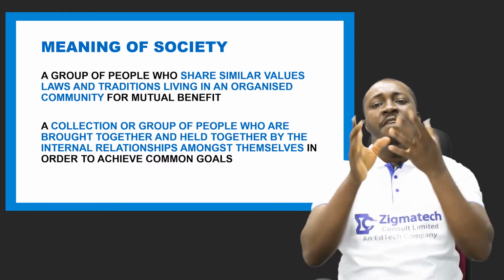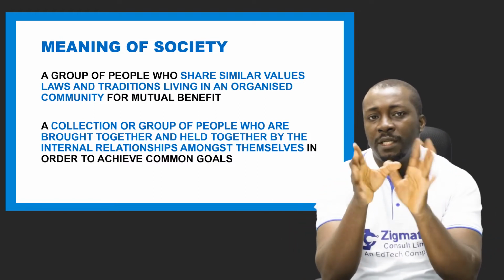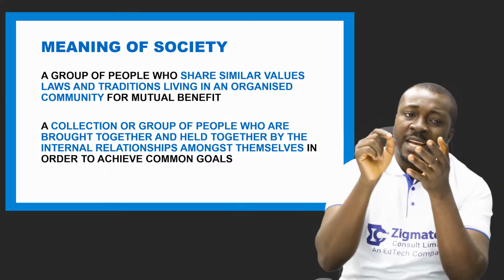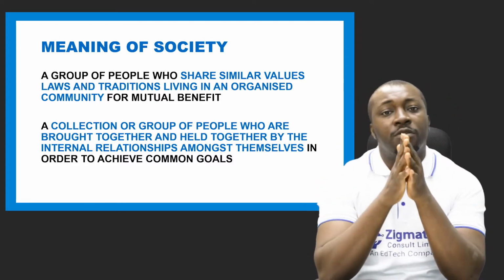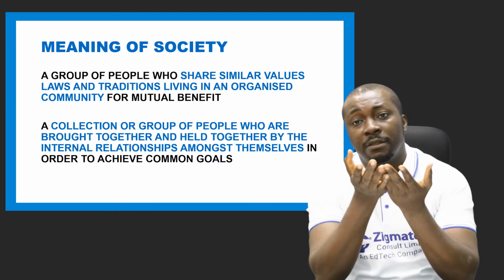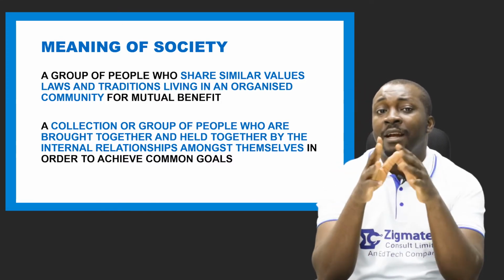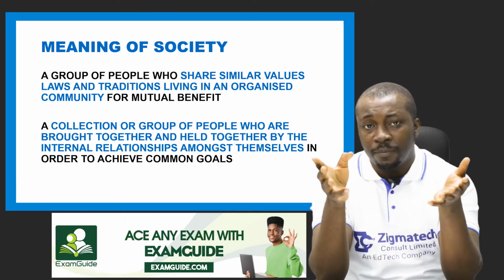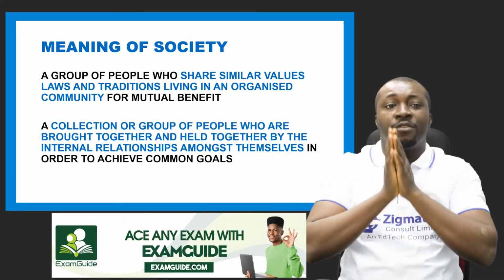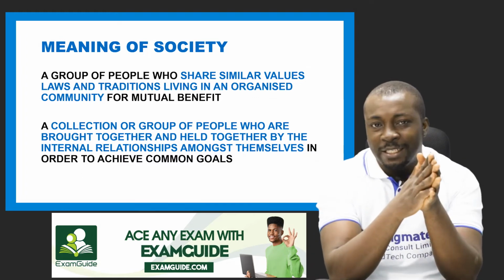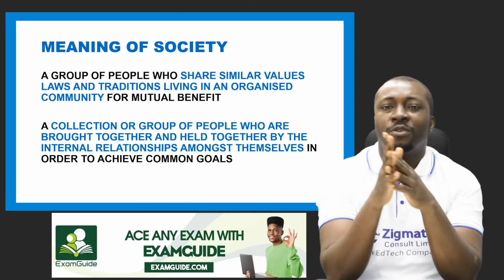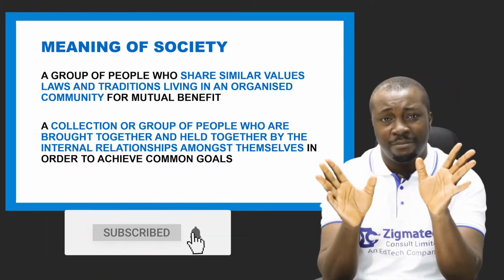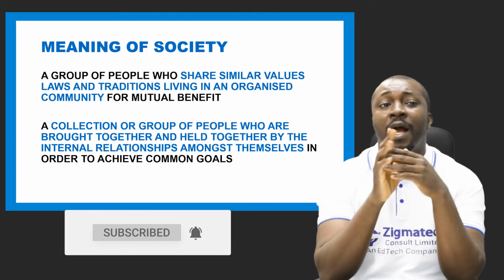Now, every group you come in contact with is a society. Even in the church, we have societies. A political party on its own is a society. We have international societies, like the Red Cross is a society on its own. The state itself is also part of the society. So society, like we say, is a group of people who are brought together by the goals they want to achieve.